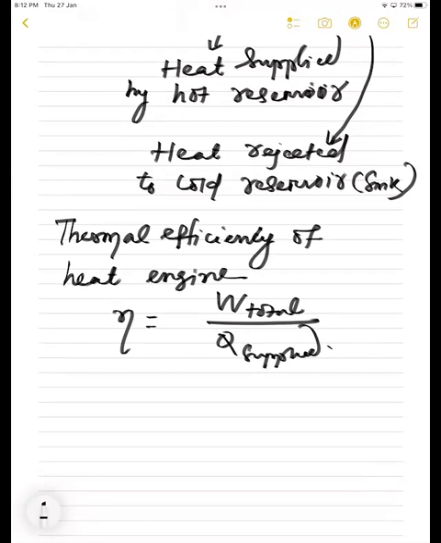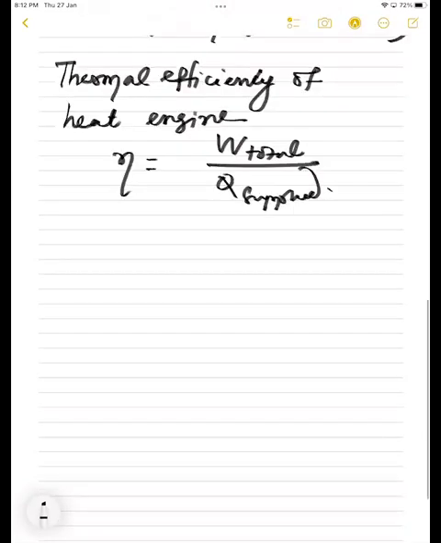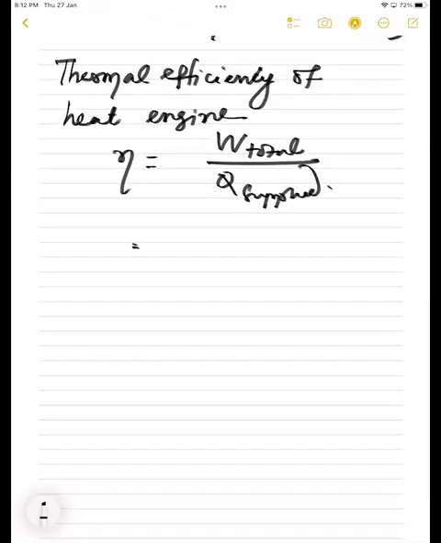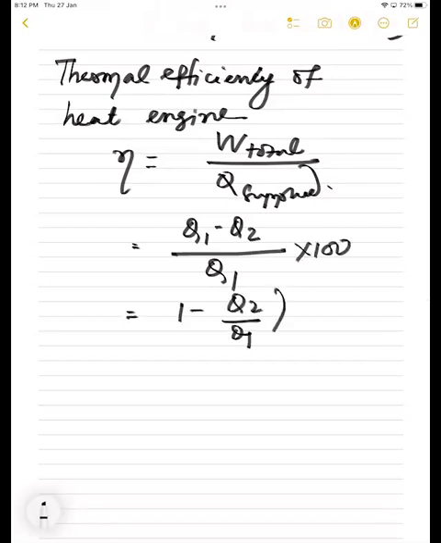And you know, students, total work done is equal to how much? Q1 minus Q2. So eta is equal to (Q1 minus Q2) divided by Q supplied, that means Q1, into 100, right? And making a little modification, we can write it as (1 minus Q2 by Q1) whole into 100, correct? Yes or no, students? Yes, sir. In this way, we can find the efficiency of the heat engine, right?